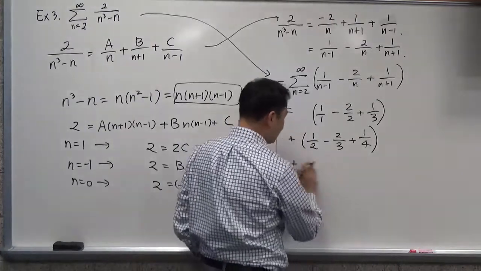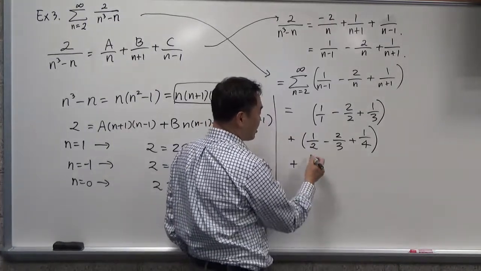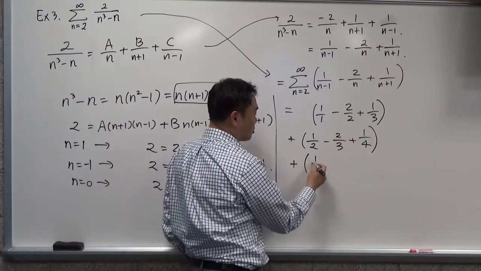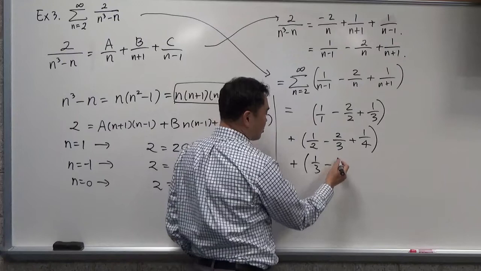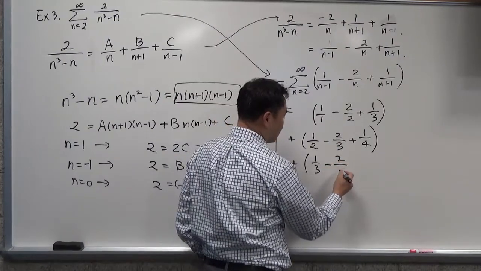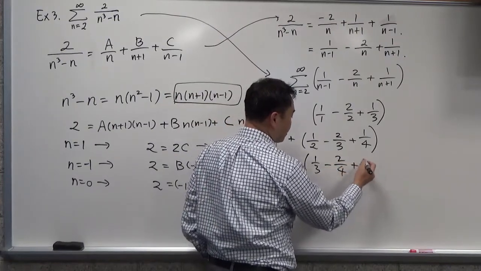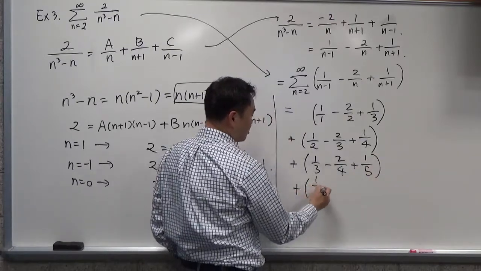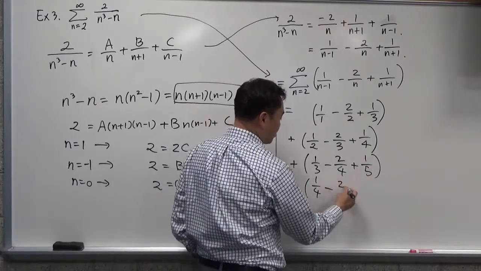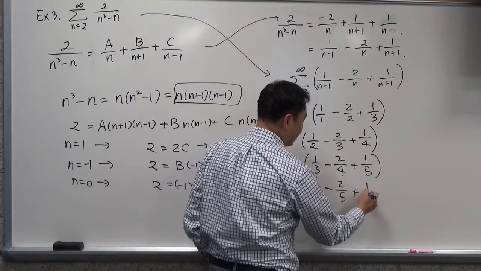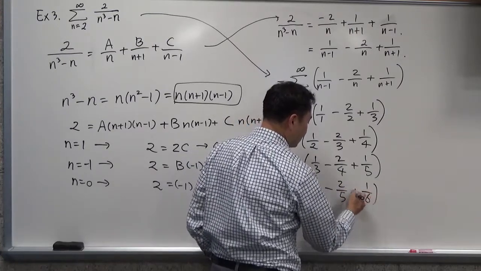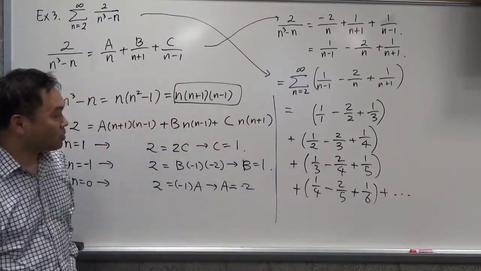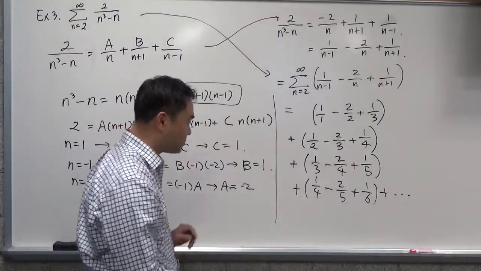Well, let's do a few more terms because we still don't see how the cancellation is working out. The next one will be 1 over 3 minus 2 over 4 plus 1 over 5. The next one will be 1 over 4 minus 2 over 5 plus 1 over 6, and so on and so on. Okay, so what's canceling?